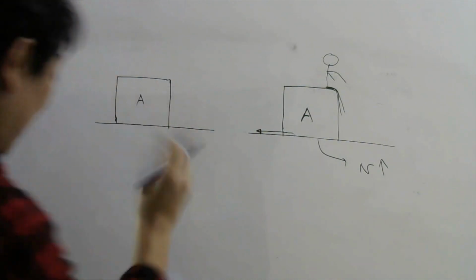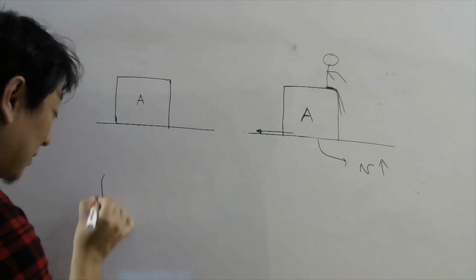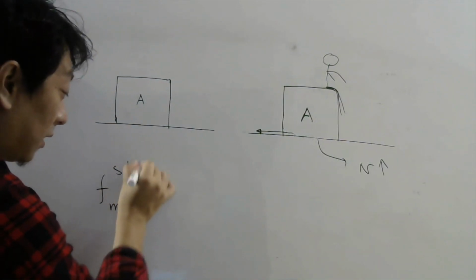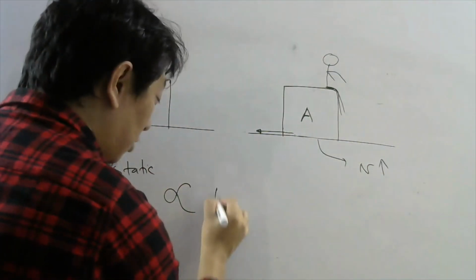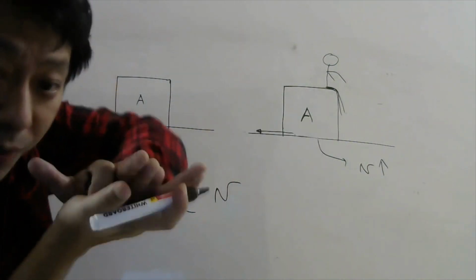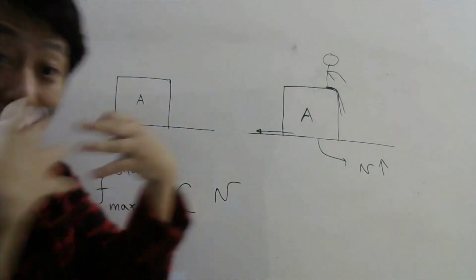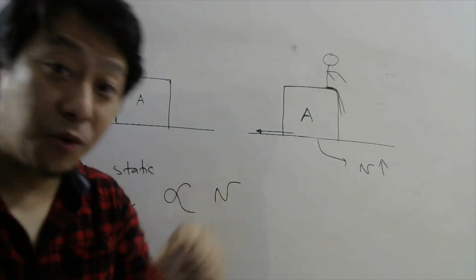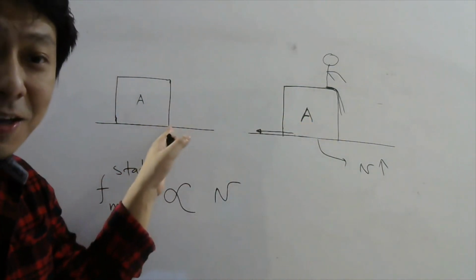That means one very important thing we have realized, and that is the maximum static friction, remember, is proportional to this normal force, or you can say the pressing force. So wherever there is more pressing force, there you will also have more maximum static friction, which means you will need more force to start the motion in the second case than in the first case.